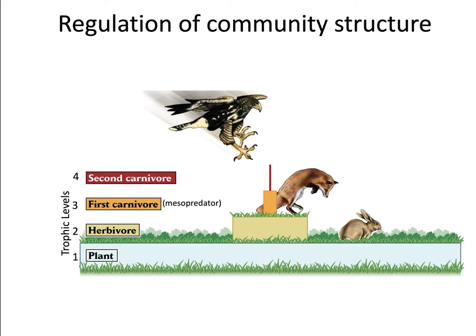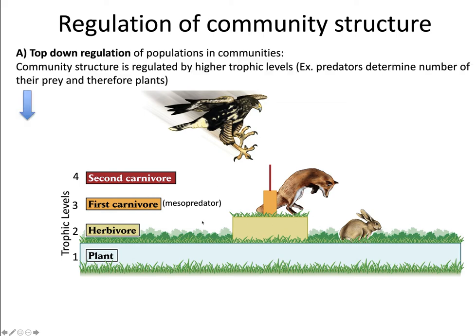When you talk about the regulation of the community structure, it's basically how the population and abundance of each of these different trophic levels influences the population and abundance of all the other trophic levels. You can have different types of regulation. You can have, for example, top-down regulation of populations. This is essentially where community structure is regulated by the higher trophic levels. For example, predators like the hawks and the fox have a strong influence on the number of rabbits and therefore plants in the population.